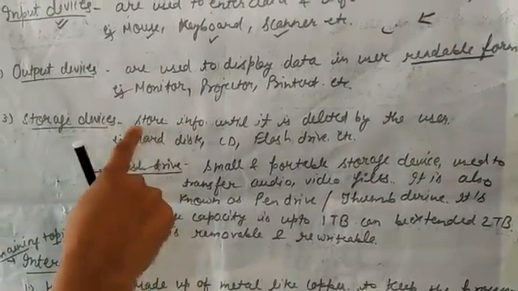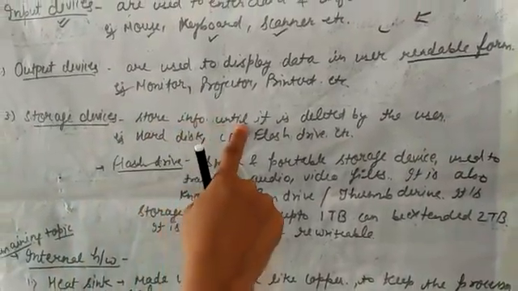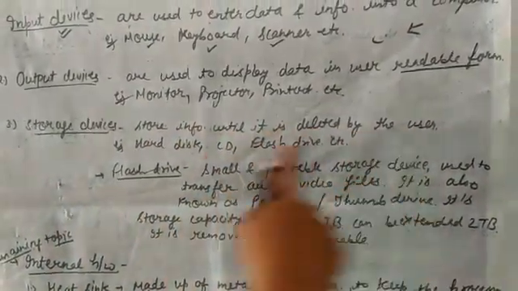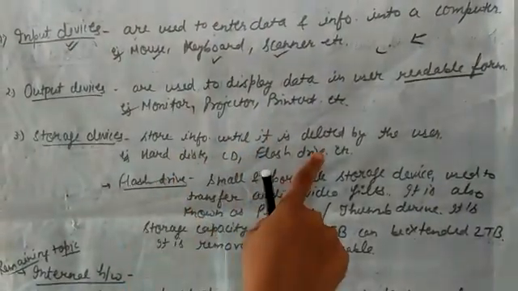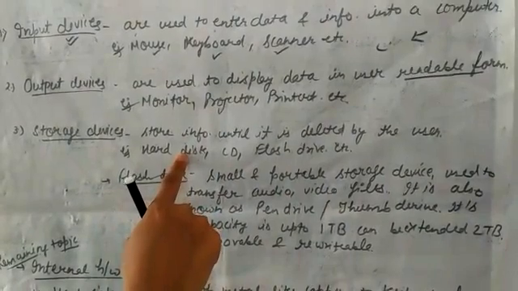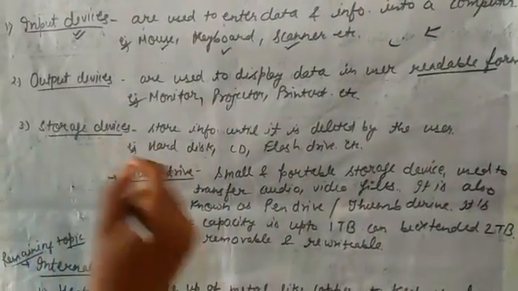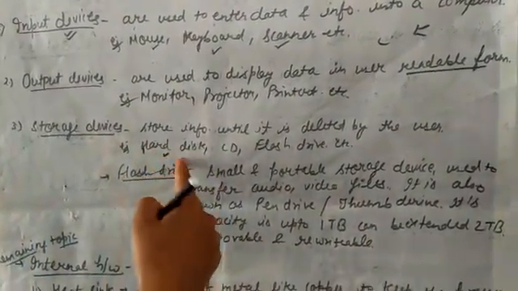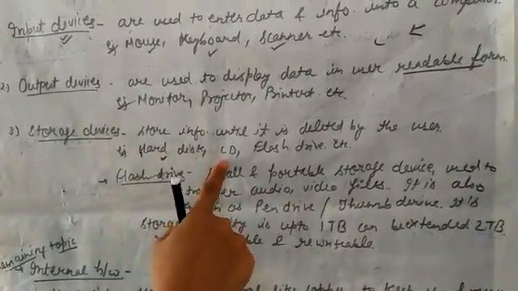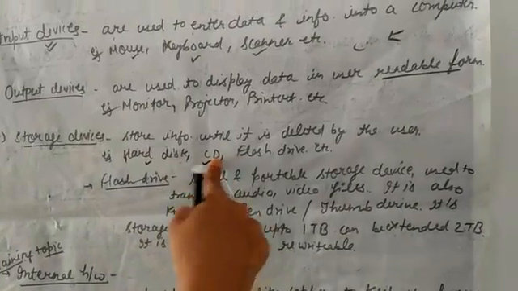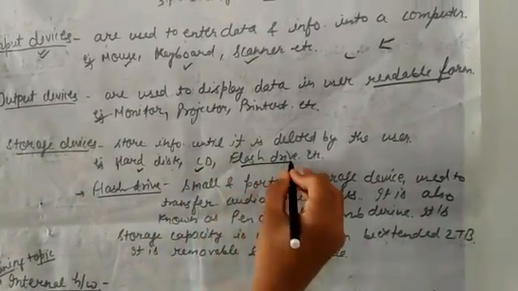Third one is storage devices. Storage devices are those used to store the information until it is deleted by the user. So until you delete it, it will be stored in your storage devices. Examples I have taken: hard disk, that is mounted inside the CPU in the computer, then CD, compact disc and flash drive.